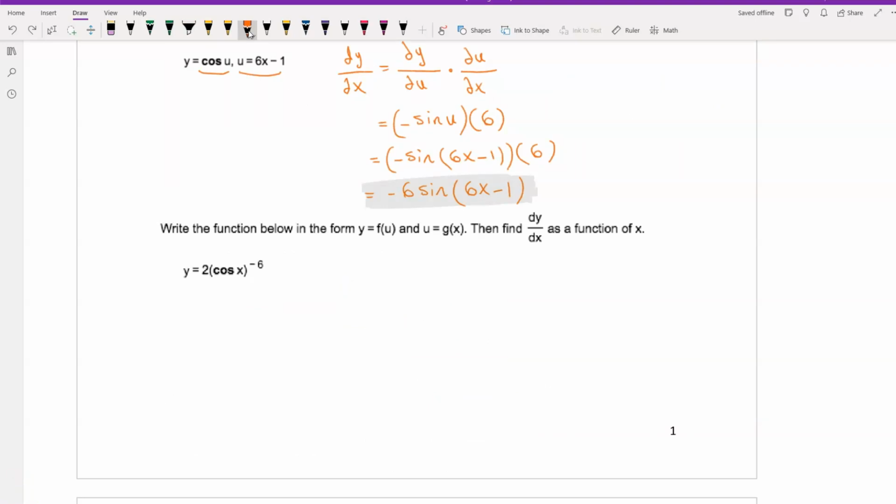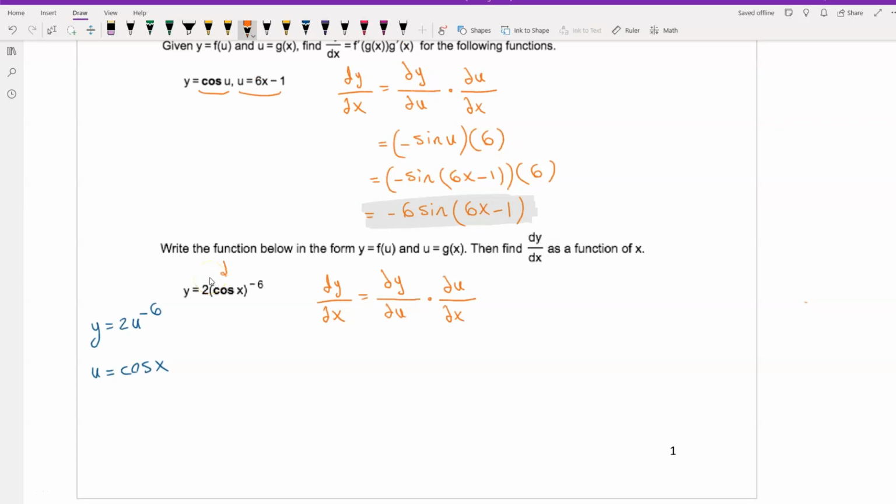Write the function below in the form y equal to f of u and u equal to g of x, then find the derivative of y with respect to x as a function of x. Y is equal to 2 times cosine x to the power negative 6. Here the inside function is cosine x, so that is u. U is equal to cosine x, and y is equal to 2 times u to the power negative 6. So we use u to find the outside function.